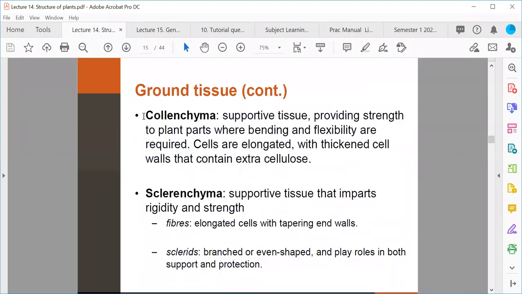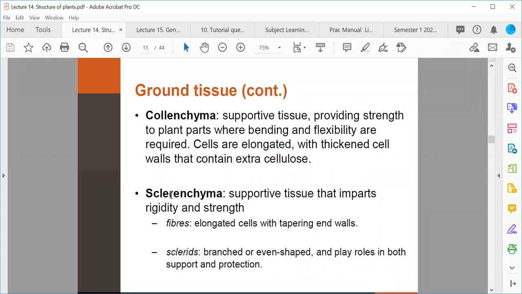Okay, our next type of ground tissue is collenchyma tissue. It's primarily supportive tissue which provides strength to plant parts, but not just strength, but also flexibility. If you imagine the stalk of a leaf, that's where you would find this type of tissue. The cells tend to be elongated, and they have thickened cell walls that contain extra cellulose.